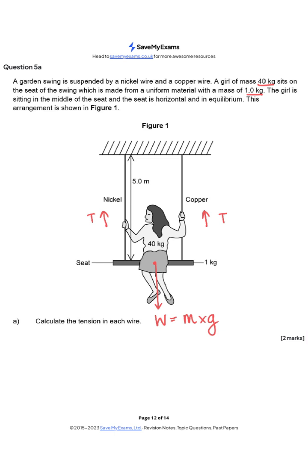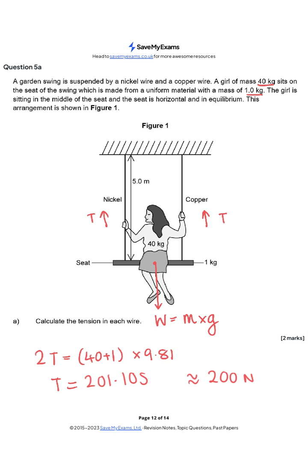So for our equilibrium equation, we've got 2T going up is going to be equal to the weight going down. So it's going to be 40 plus 1, because she's 40 and the swing is 1, and we're going to times that by 9.81 for gravity. And if we rearrange that, we get tension is equal to 201.105, or roughly tension is 200 newtons.